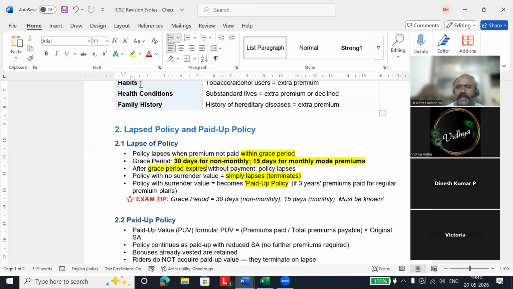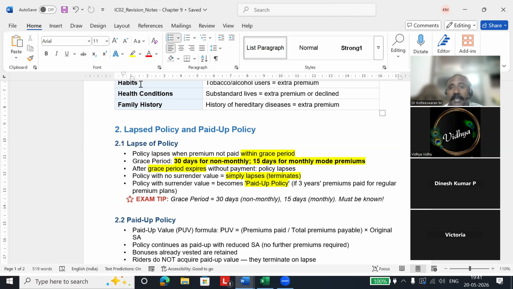So what happens once the policy is closed, lapsed? There are some policies with no surrender value. No surrender value means like pure term policy, which covers only the death. Those are all pure term policies. They don't have surrender values. If you are not paying your premium, the policy gets lapsed. It gets terminated and the insurance company will give nothing back to you. All the premiums that you have paid are gone.